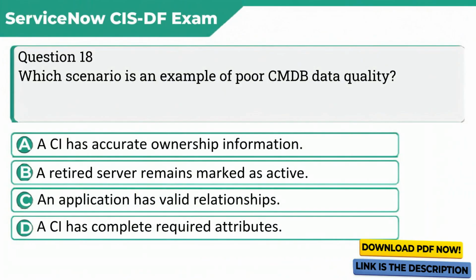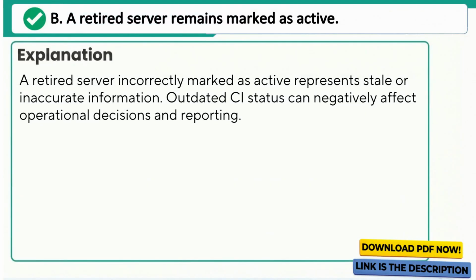Question 18. Which scenario is an example of poor CMDB data quality? A. A CI has accurate ownership information. B. A retired server remains marked as active. C. An application has valid relationships. D. A CI has complete required attributes. Correct answer, B. A retired server remains marked as active. Explanation. A retired server incorrectly marked as active represents stale or inaccurate information. Outdated CI status can negatively affect operational decisions and reporting.